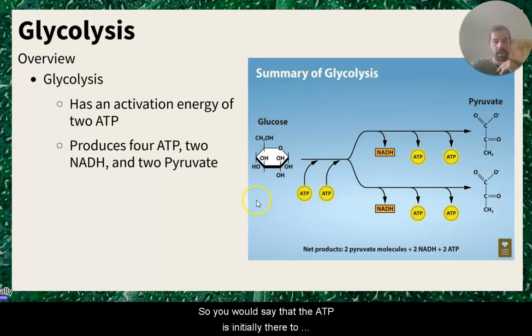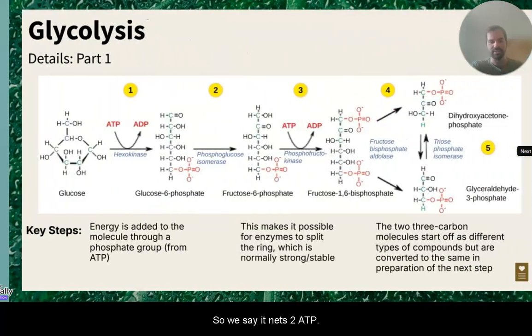So you would say that the ATP is initially there to provide the activation energy for this overall reaction. Remember, this overall reaction has a bunch of different reactions within it. And then at the end, it produces 4 ATP, plus 2 NADH and 2 pyruvate. So we say it nets 2 ATP.